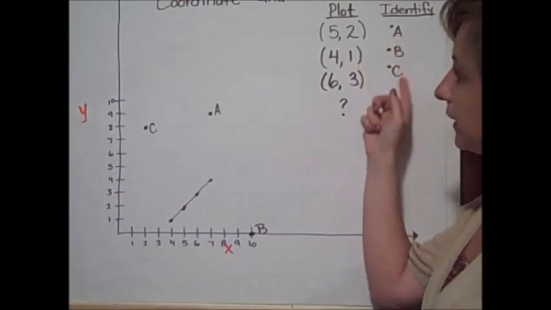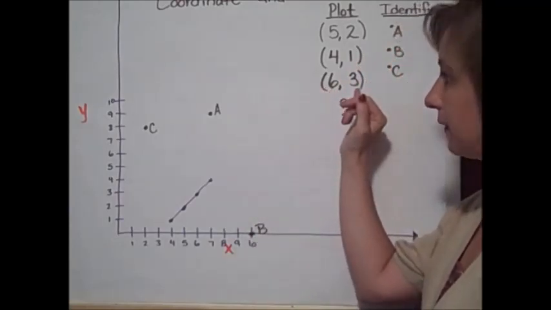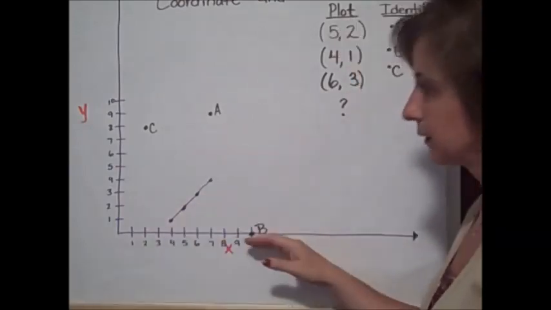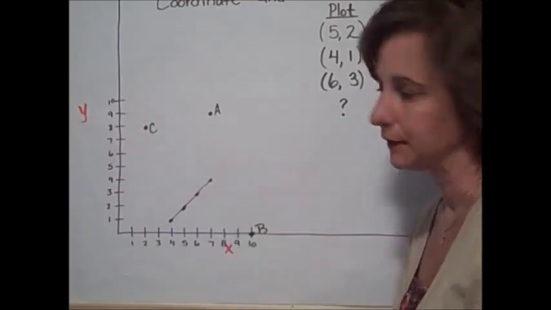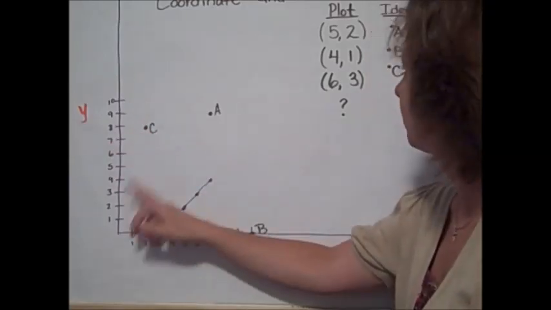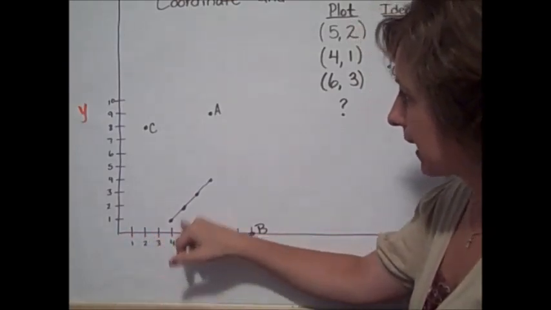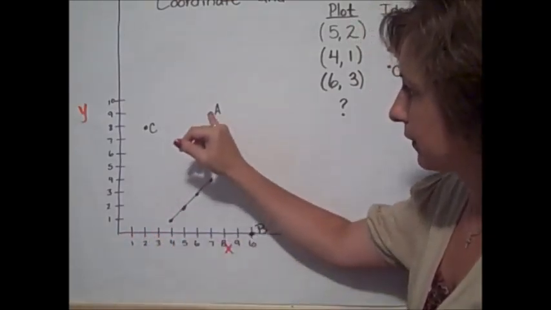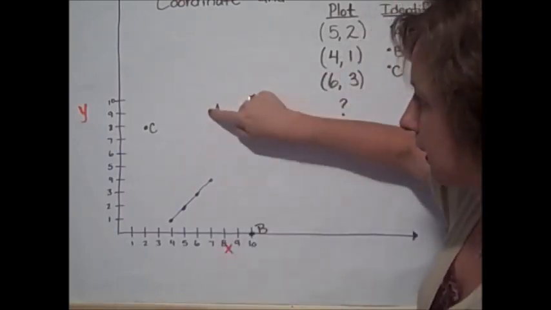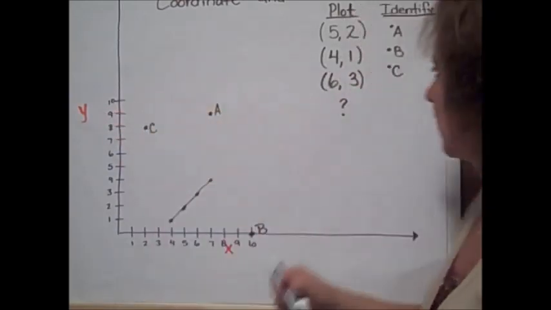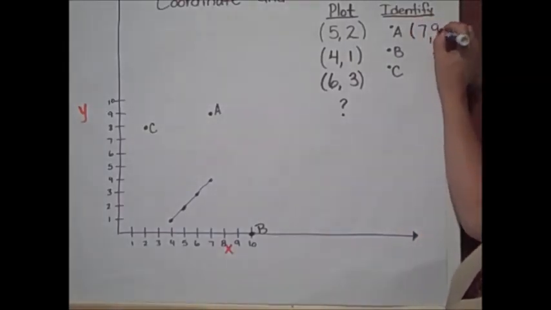Let's identify the points that are here, remembering how to write these. This is the x, and this is the y. X before y. You crawl before you stand. So if I'm going to identify point A, I'm going to go across the x and then up the y. So my x is 7 and my y is 9. So A is located at point 7, 9.